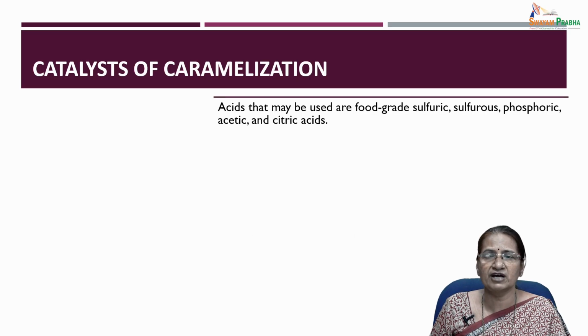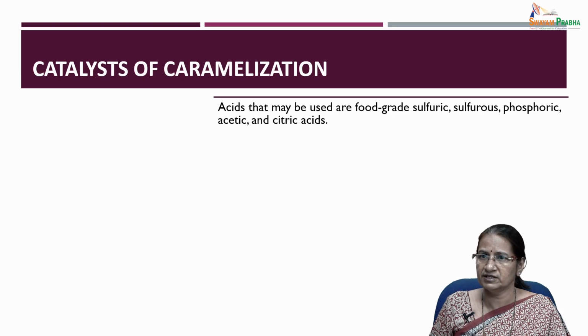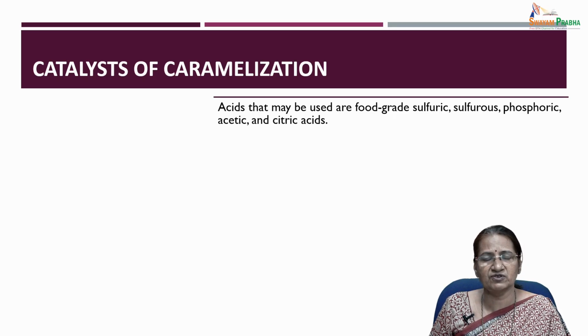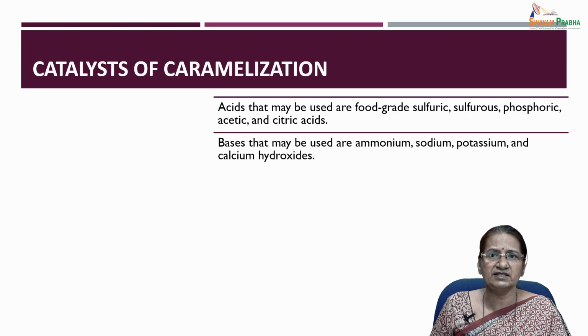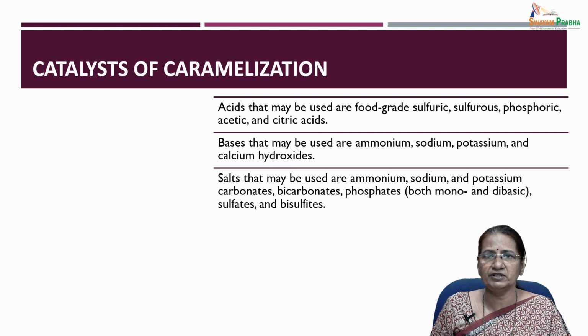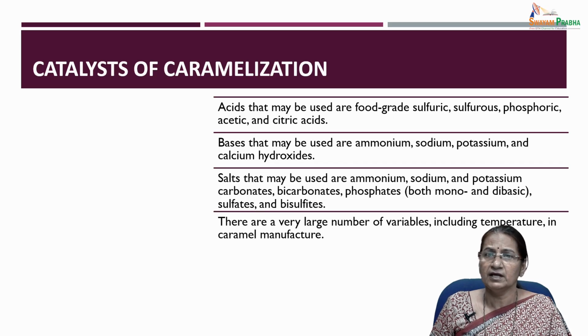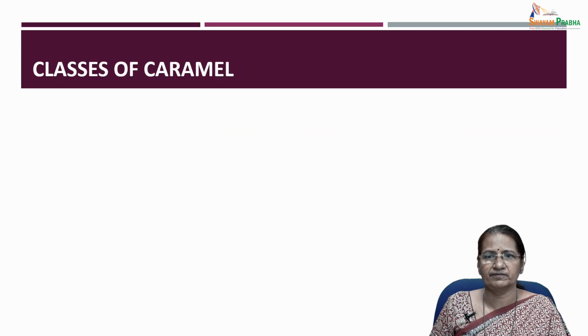Acids that may be used are food grade sulfuric, sulfurous, phosphoric, acetic and citric acids. Bases that may be used are ammonium, sodium, potassium and calcium hydroxides. Salts that may be used are ammonium, sodium and potassium carbonates, bicarbonates, phosphates, both mono and dibasic, sulfates and bisulfites. There are a very large number of variables, including temperature, in caramel manufacture.